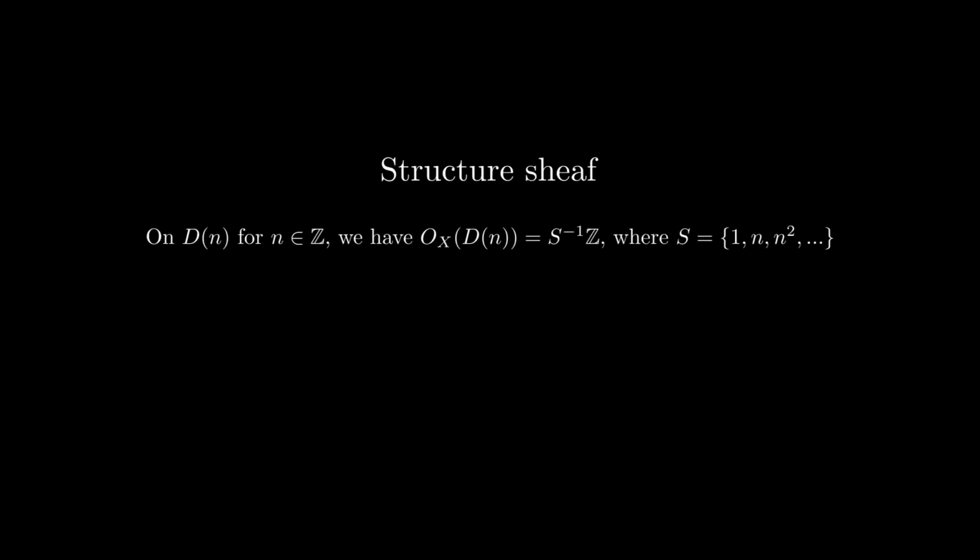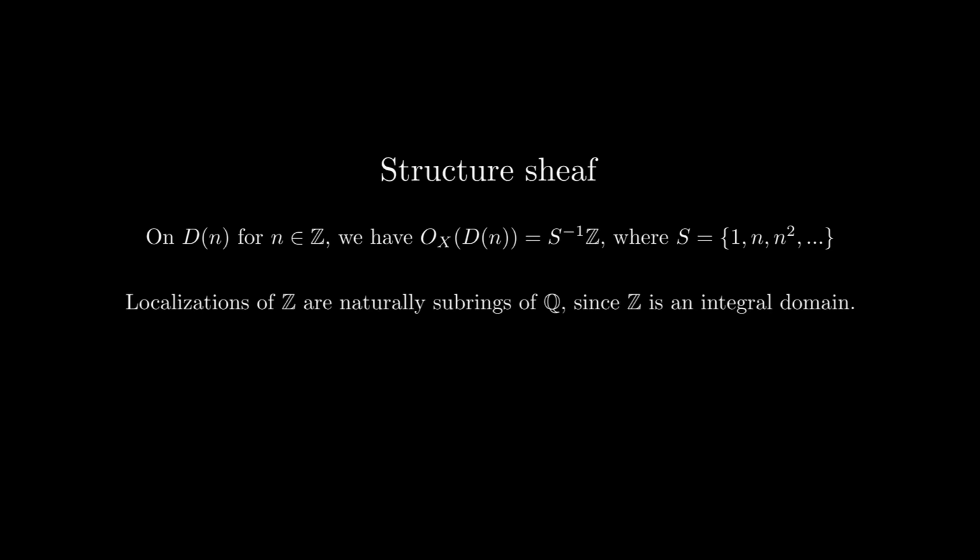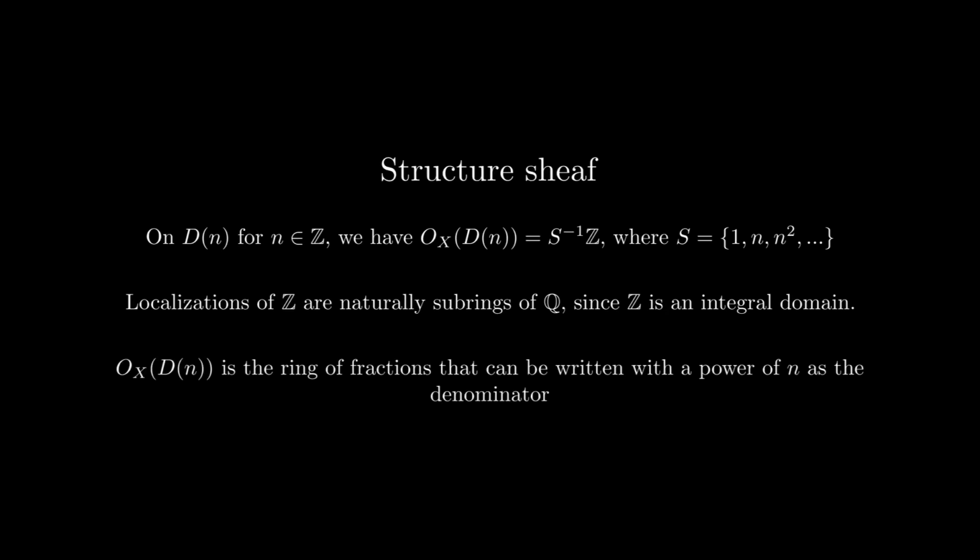Now let's look at the structure sheaf of Spec Z. On D(n), we know that it is the integers adjoin 1 over n. Since Z is an integral domain, the localizations of Z are subrings of Q. Thus, on D(n), the value of the structure sheaf is the set of fractions that can be written with a power of n as a denominator.